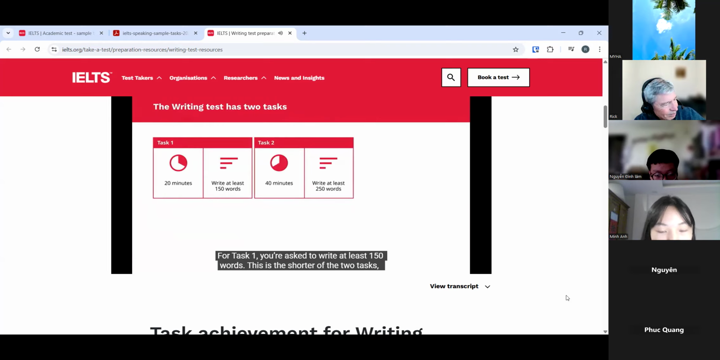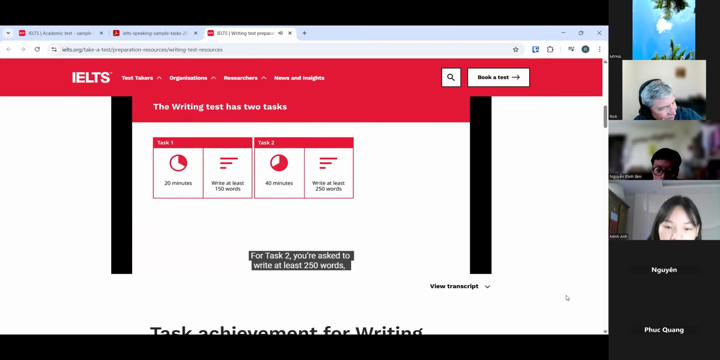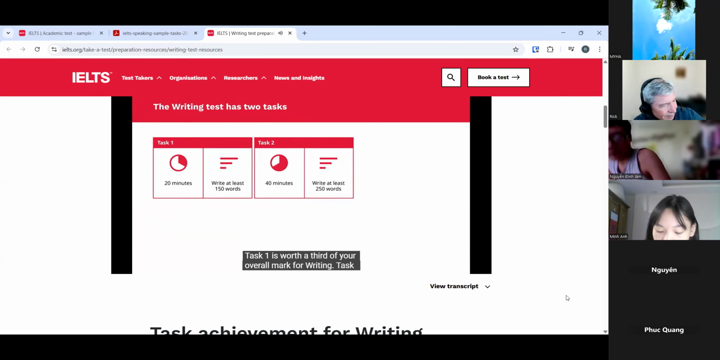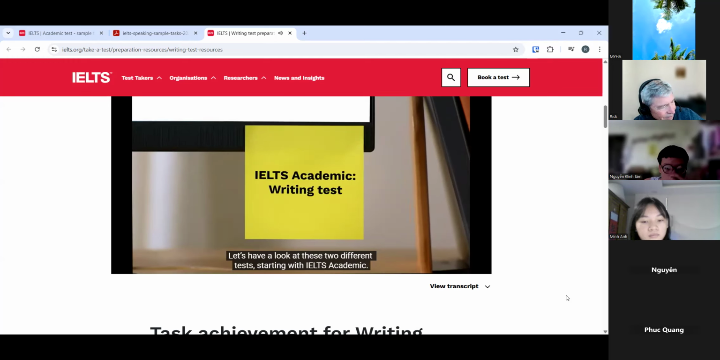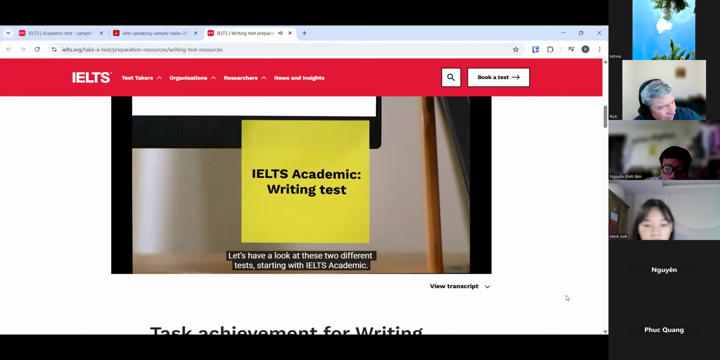For Task 1, you're asked to write at least 150 words. This is the shorter of the 2 tasks, so it's best to spend no more than 20 minutes on it. For Task 2, you're asked to write at least 250 words, so it's best to spend about 40 minutes on this task. Task 1 is worth 1/3 of your overall mark for writing. Task 2 is worth 2/3. That's why it's important to allow more time for Task 2. Let's have a look at these 2 different tests, starting with IELTS Academic.